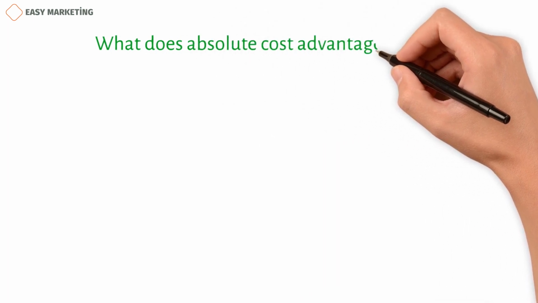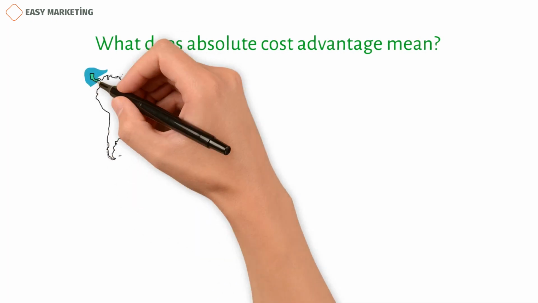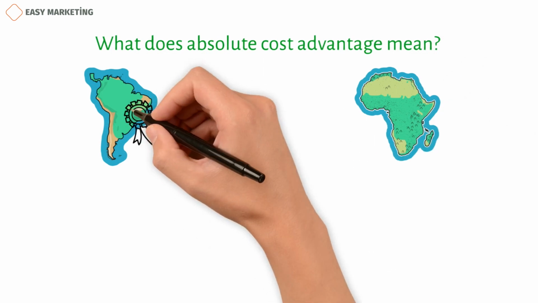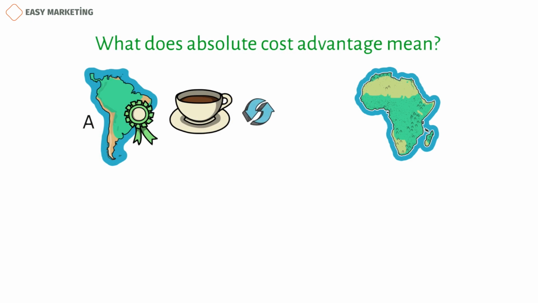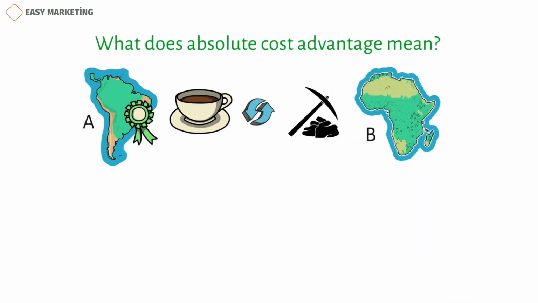What does absolute cost advantage mean? The theory of absolute cost advantage says that two countries will only trade with each other if one country is better at making a product than the other. For example, country A won't trade its coffee for country B's copper unless country A has a clear advantage when it comes to making coffee and country B has a clear advantage when it comes to making copper.